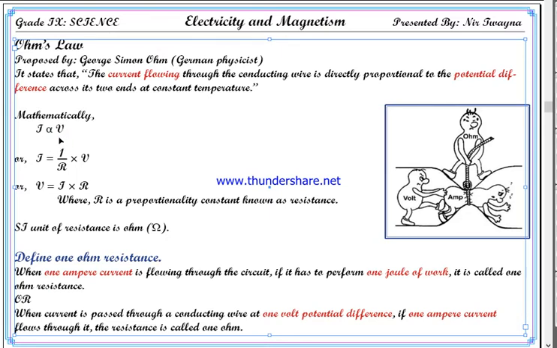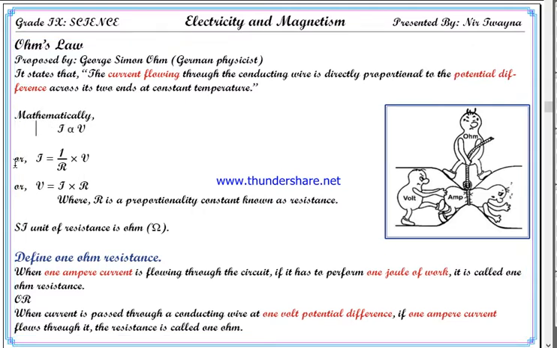This is not U, this is V. I means electric current, V means potential difference.